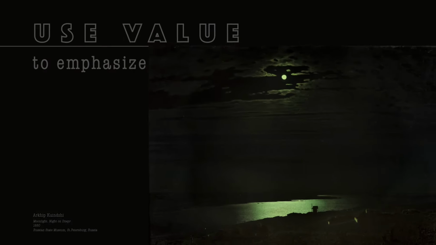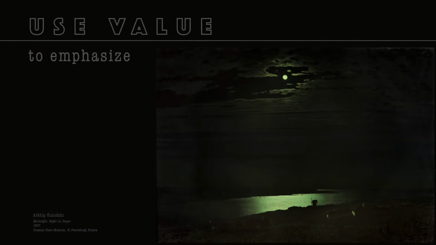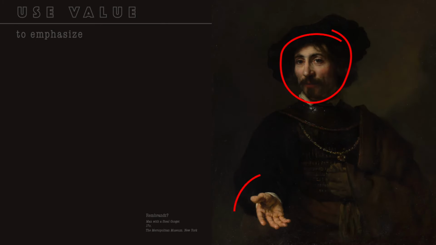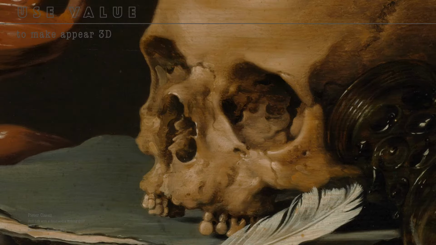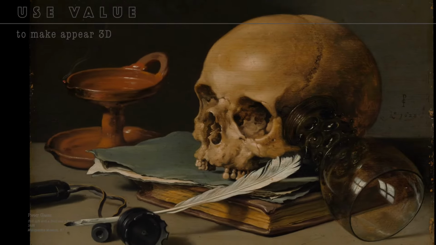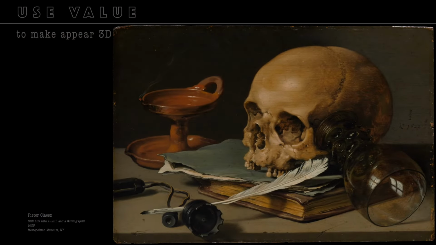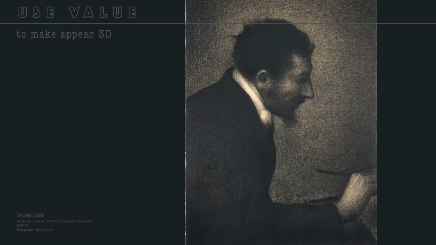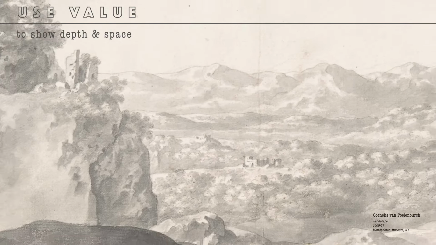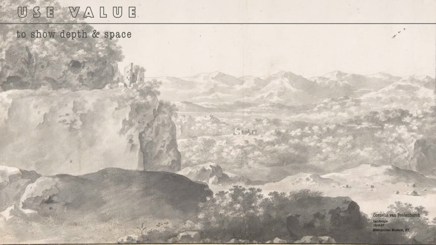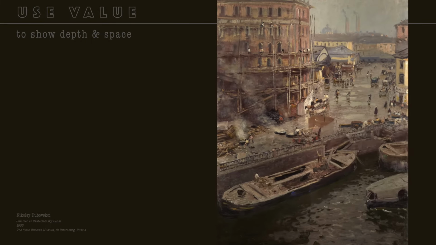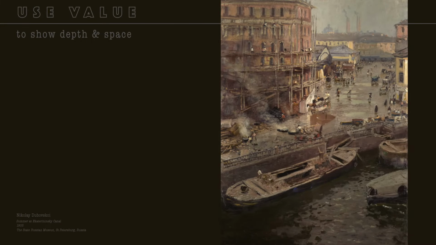So what can value do for you as an artist? It can emphasize what's important by creating areas of contrast, make objects appear three-dimensional by adding a range of tonal values to create an illusion of light and shadows, show depth and space by using value in aerial perspective, making background objects less contrasted and lighter or darker in value based on the light conditions.